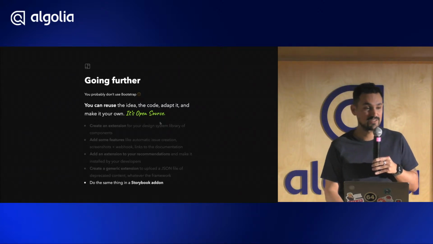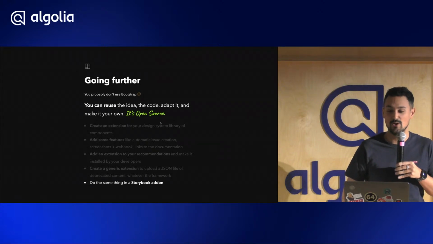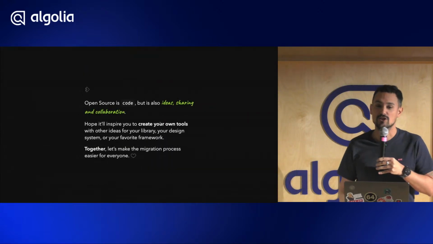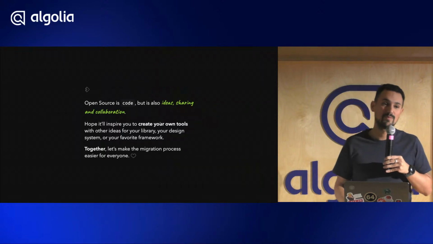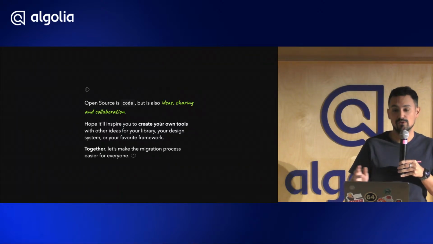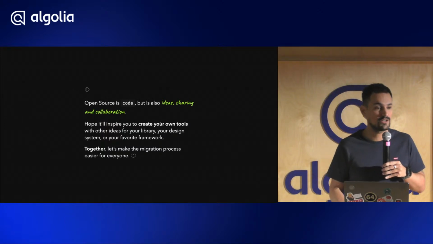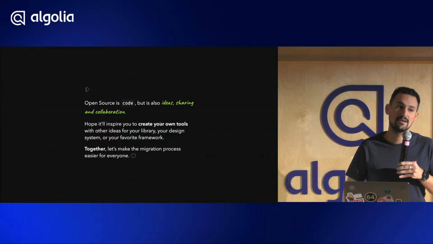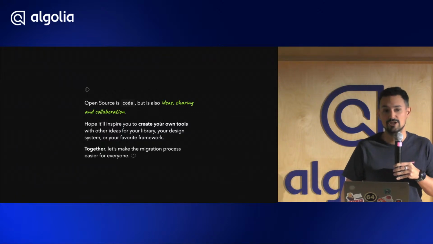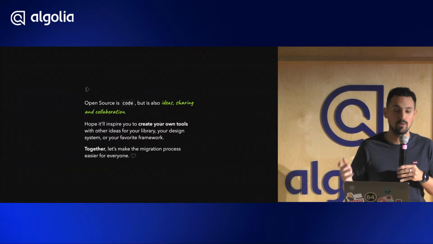And maybe you can do the same thing in a Storybook add-on. Could be nice. So lots of ideas. Just wanted to say to conclude this talk that open source is code, but open source is also ideas, it's also community sharing, collaboration. Even if we can't share the code for legal reasons, etc., we can share some ideas all together in the design system community, in Storybook community, whatever.